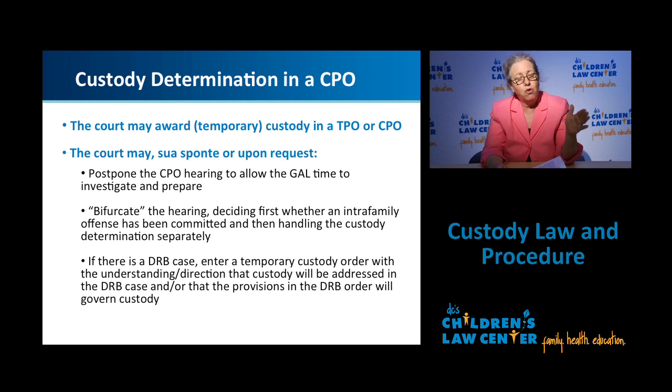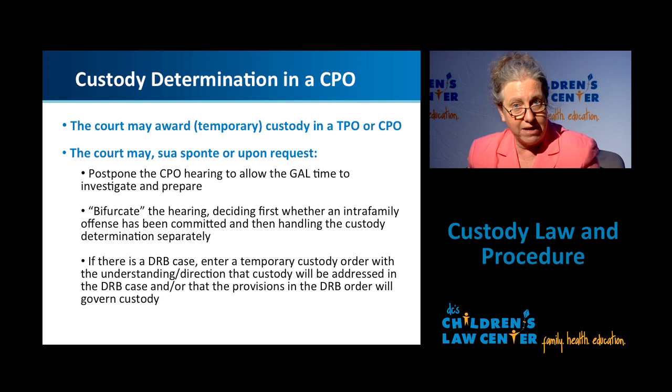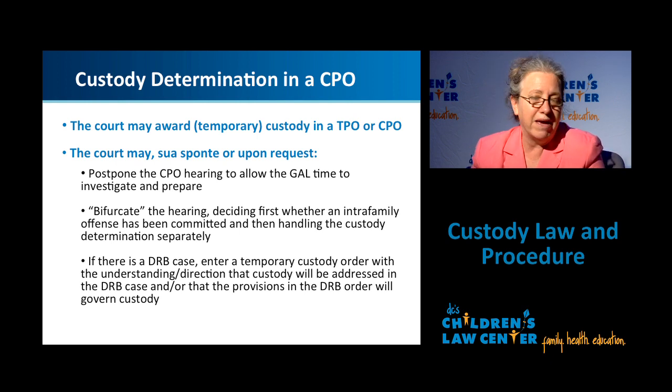Or the court could bifurcate the hearing and make a decision as to whether there's an eligible relationship, an intrafamily relationship, and whether an intrafamily offense has been committed, so that the court decides that it can and will issue a CPO and possibly even issue one, but not make a decision about custody and give you more time to deal with custody, or again, make only a very, very temporary decision.